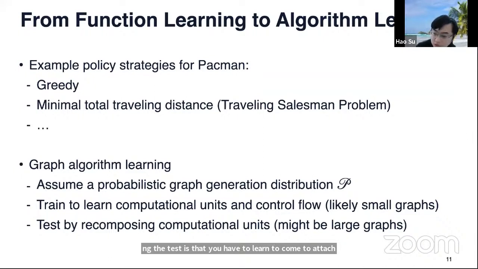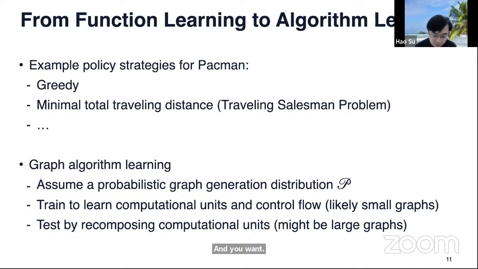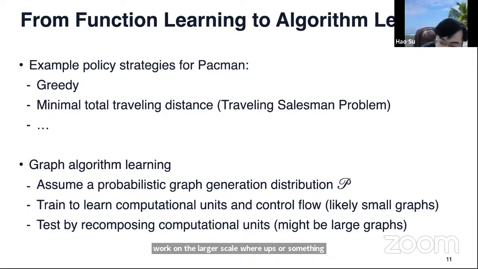Maybe this is done on small graphs, and you want to see that the learned algorithm is able to work on larger scale graphs or some new configuration of computational units. Okay, so the test is through recomposing the learned computational units, including the ability to control the algorithm running flow.